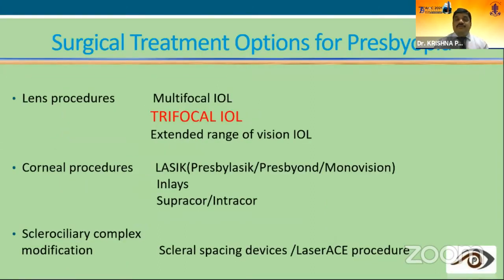So these are the options for presbyopia. You have lens-based procedures: multifocal intraocular lenses, extended depth of range IOLs, trifocal IOLs, and corneal procedures like Presby LASIK. I do a lot of Presbyond. Even procedures like SUPRACOR are becoming more and more popular in the market, and some of our friends are still doing corneal inlays. A few of our friends in Europe, I met them, are doing something called a scleral spacing device by implanting a PMMA segment in the sclera for presbyopia, or even applying the erbium laser as a laser-based procedure.